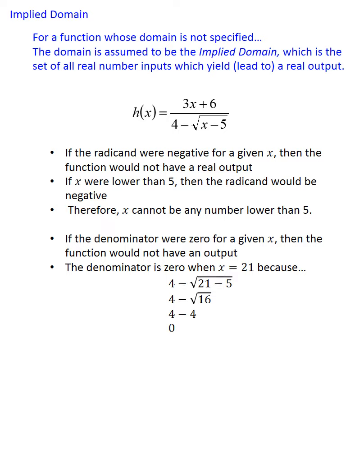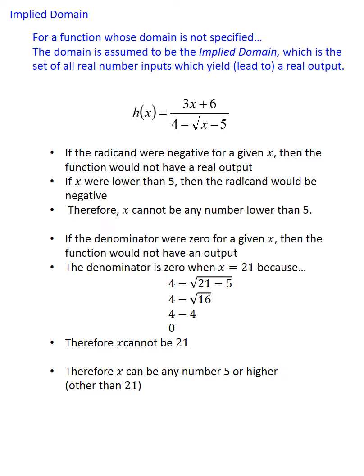You can see by my work here, if x were 21, the denominator would work out to 0, and therefore x can't be 21. Not because 21 would make the radicand negative, but because it would ultimately make the denominator 0. It also occurred to me that that's the only thing that would make the denominator 0, is if I had a 16 under that radical, aka if x were 21. So, after coming to the conclusion that x can't be 21, but also having prior come to the conclusion that x must be 5 or higher, my overall conclusion is that x can be any number 5 or higher except for 21.